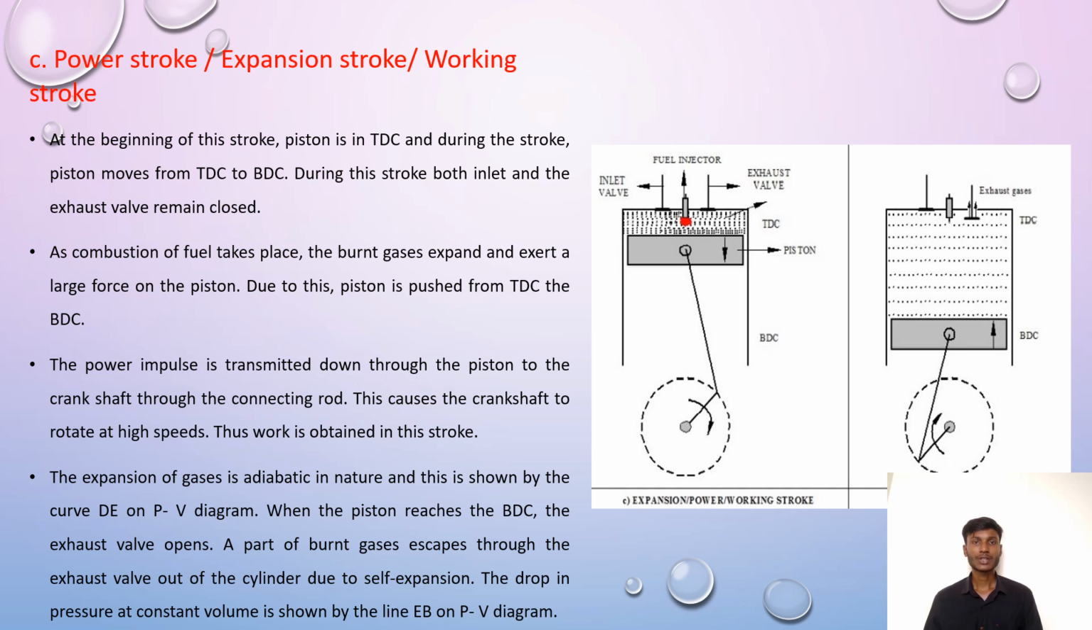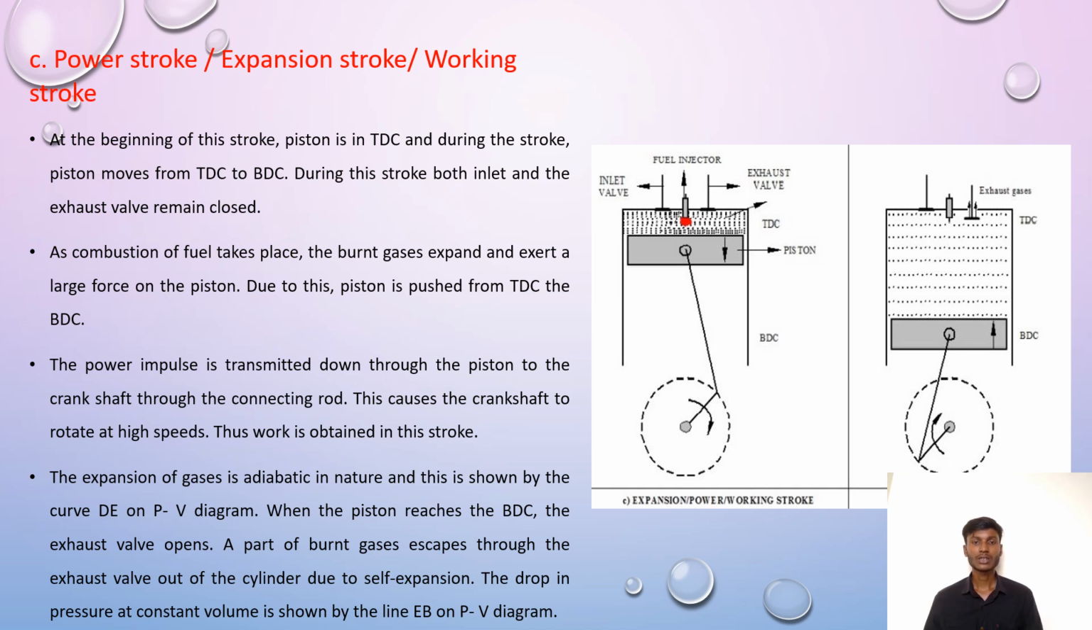Power stroke, expansion stroke and working stroke. At the beginning of the stroke, the piston is at TDC, and during the stroke, the piston moves from TDC to BDC. During this stroke, both inlet and exhaust valves remain closed. As combustion of fuel takes place, the burnt gases expand and exert a large force on the piston. Due to this, the piston is pushed from TDC to BDC. The power impulse is transmitted down through the piston to the crankshaft through the connecting rod. This causes the crankshaft to rotate at high speeds, so work is obtained in this stroke. The expansion of gases is adiabatic in nature, and this is shown by the curve DE on the PV diagram.